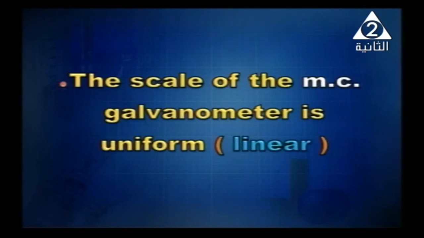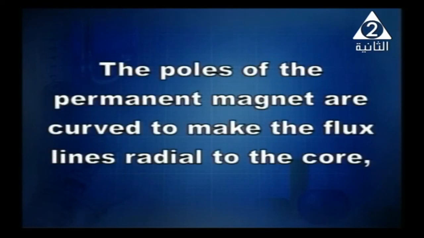Another give reason: the scale of the moving coil galvanometer is uniform. The scale is linear, equally spaced. Why? Because the poles of the permanent magnet are curved. Poles are curved to make the flux lines radial, to produce radial magnetic flux, radial to the core of the device, core of the galvanometer.